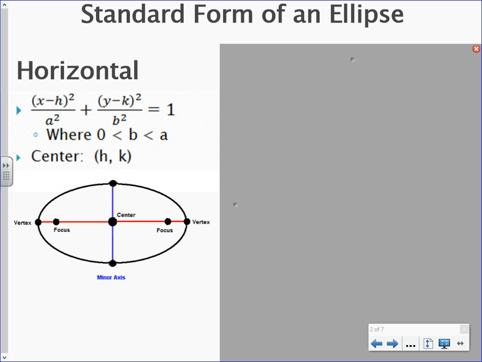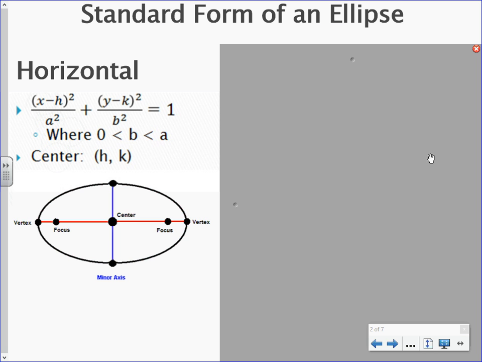Do you notice how you wrote that A is bigger than B? That's how you're going to identify if you have a horizontal or a vertical ellipse. Okay? A is the bigger of the two numbers. A is underneath the x squared, which is how we know it's horizontal. That'll become more clear when we look at the vertical one.